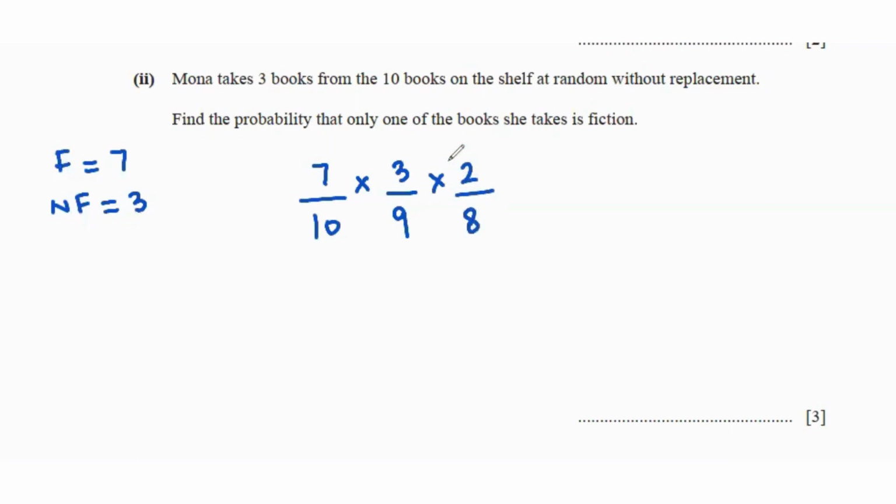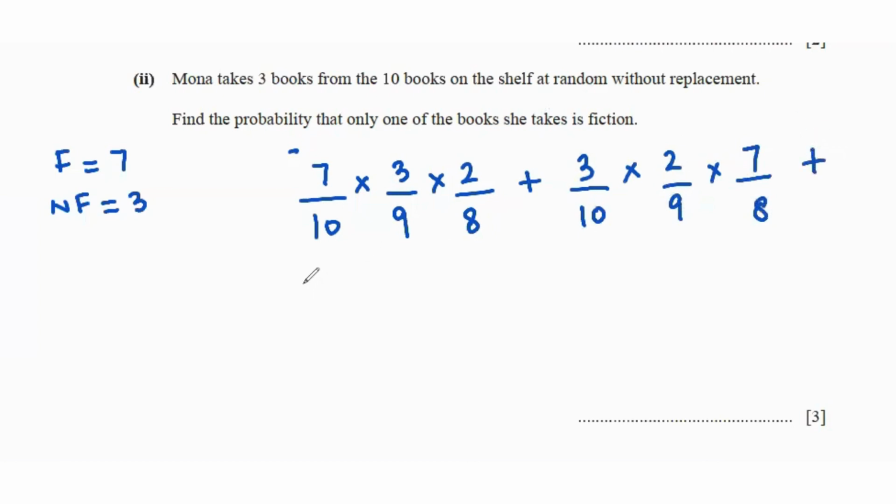Why? Because she's taking one of the books as fiction. So this is just one of the cases. Now the placement can once again change. Or we take the non-fiction first, so 3 over 10, and then we have 2 over 9, and then we have 7 over 8.